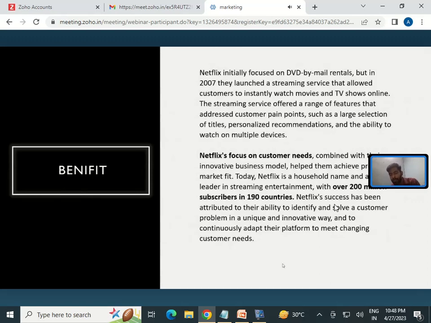Now Netflix's success has been attributed to their ability to identify and solve the customer problem in a unique and innovative way, and continuously adapt their platform to meet changing customer needs. Of course, updates are still coming, and in future also they will come. And how? Doing the research, analysis, identifying the changes which can satisfy more users, reaching more users and making more profit.